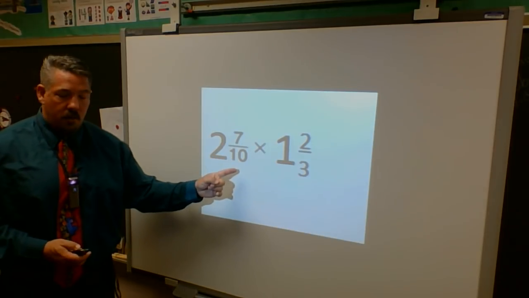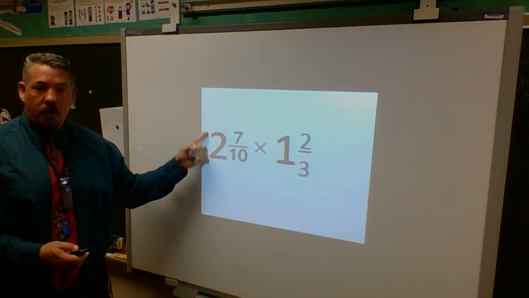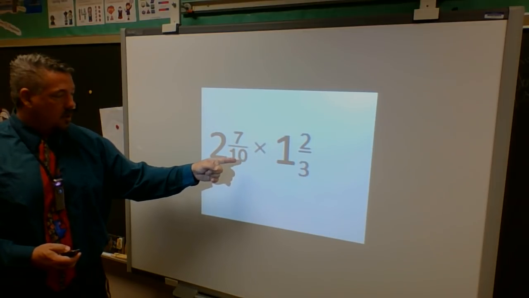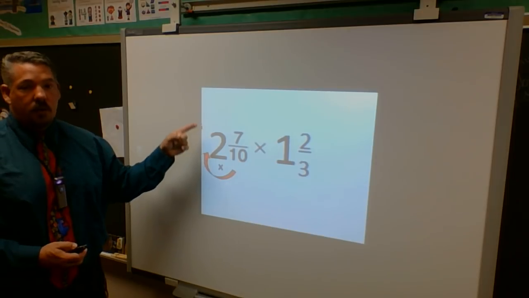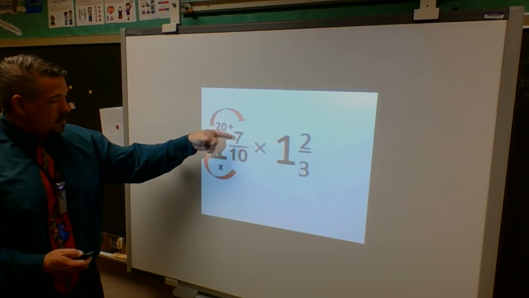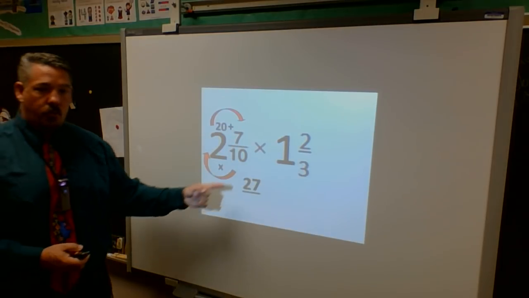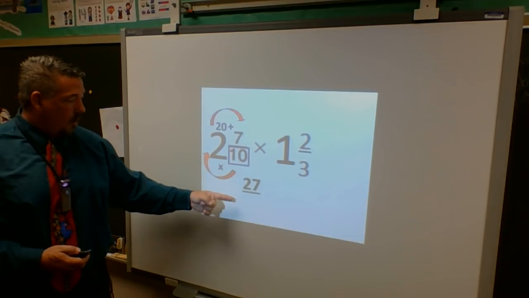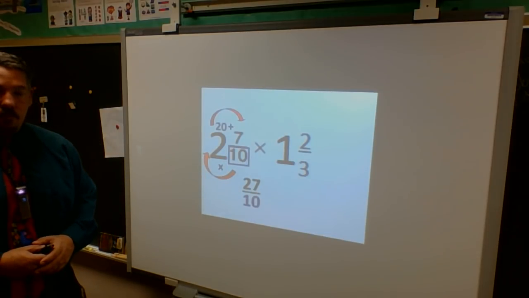I cannot use mixed numbers in my problems. I have to only have fractions. So I have to change my mixed numbers into fractions. I start at the bottom and I multiply, then I add. So starting at the 10, going clockwise, 10 times 2 gives me 20. But then I add my numerator. 20 plus 7 gives me a numerator of 27. My denominator always stays the same.